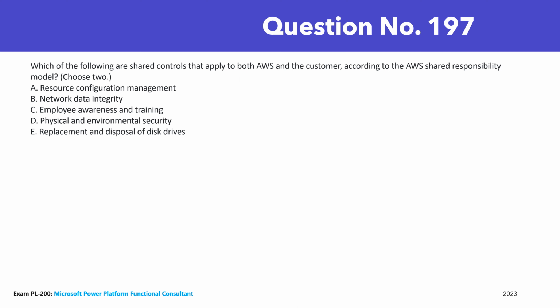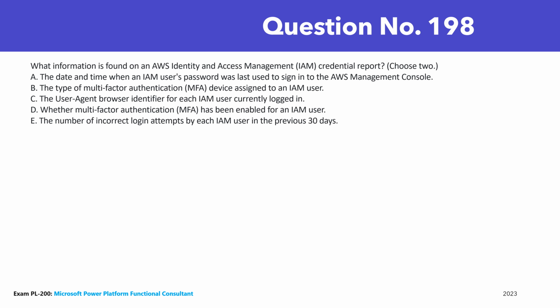Which of the following are shared controls that apply to both AWS and the customer, according to the AWS Shared Responsibility Model? Choose 2. A. Resource Configuration Management. B. Network Data Integrity. C. Employee Awareness and Training. D. Physical and Environmental Security. E. Replacement and disposal of disk drives. Correct answer, A, C.